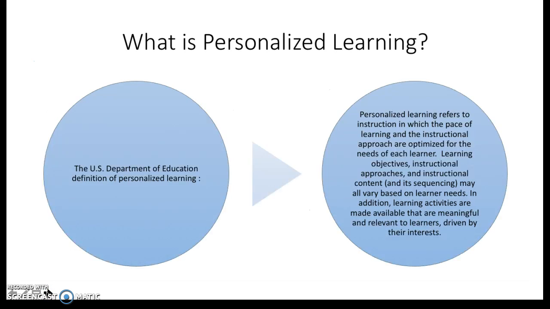What is personalized learning? The U.S. Department of Education's definition of personalized learning is that personalized learning refers to instruction in which the pace of learning and the instructional approach are optimized for the needs of each learner. Learning objectives, instructional approaches, and instructional content and its sequencing may all vary based on learner needs. In addition, learning activities are made available that are meaningful and relevant to learners, driven by their interests.